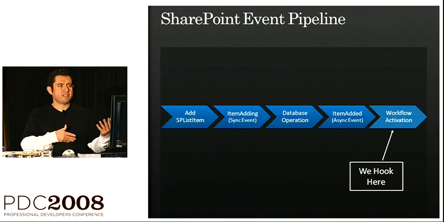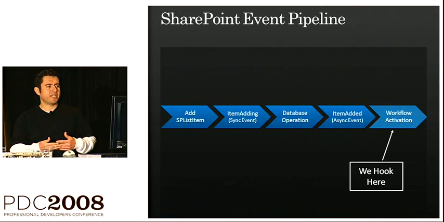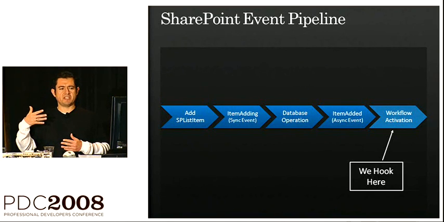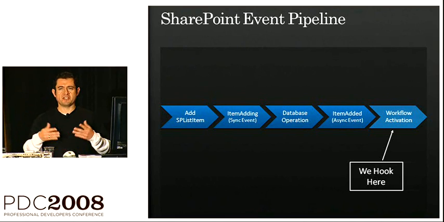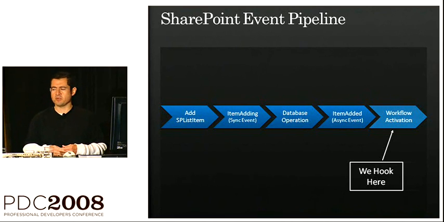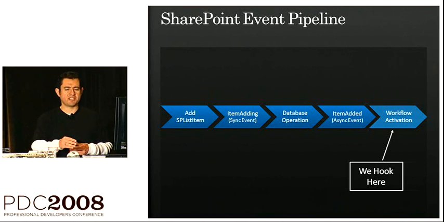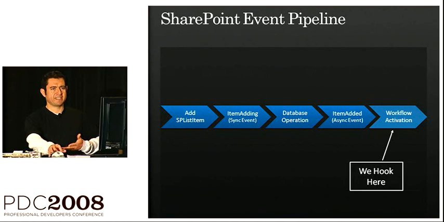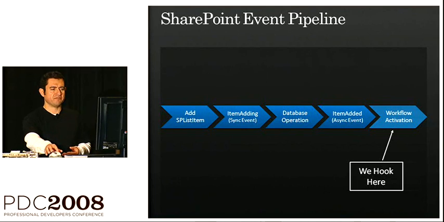SharePoint already has defined an event pipeline. It begins from when you create an item, goes through a series of stages of the pipeline, and it finishes with a workflow activation if a workflow has been associated with the list. So that's where we chose to intercept the event, at the workflow activation level. We did that because we like the declarative programming style of workflow.